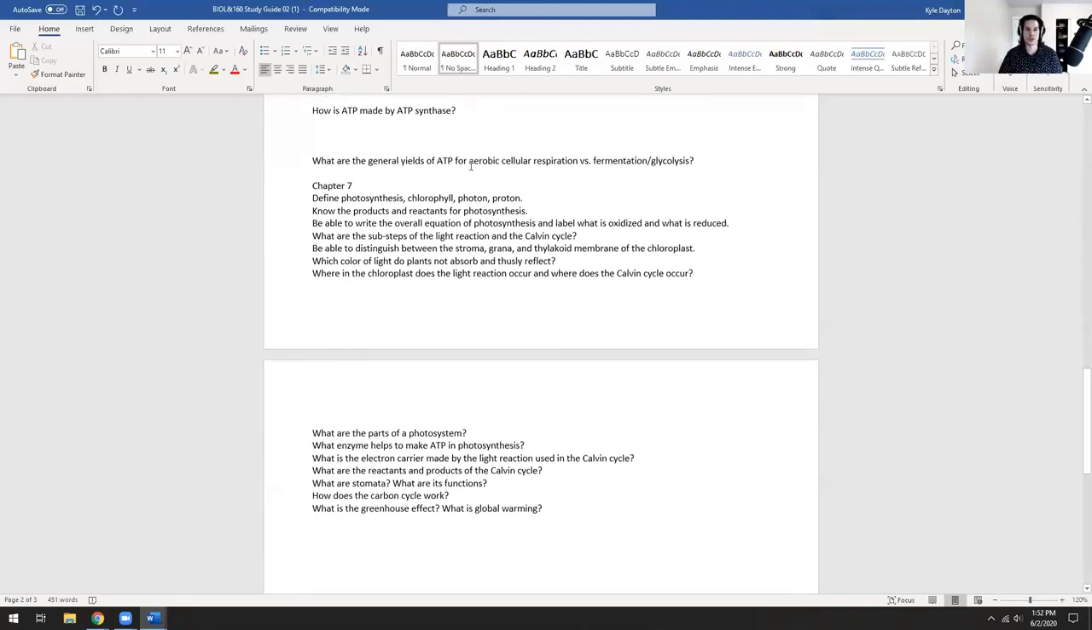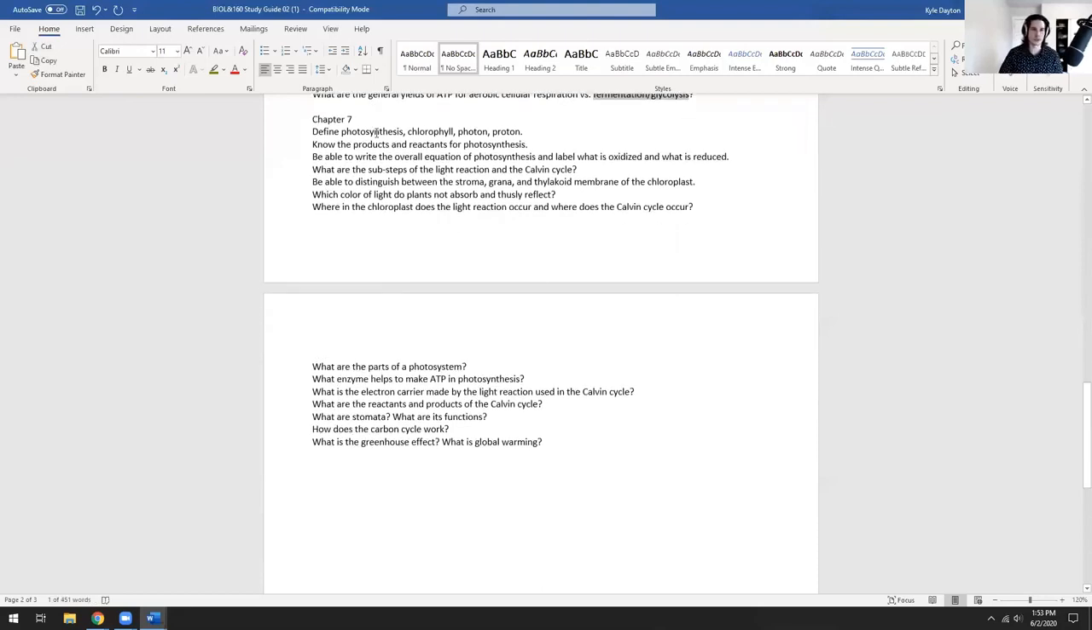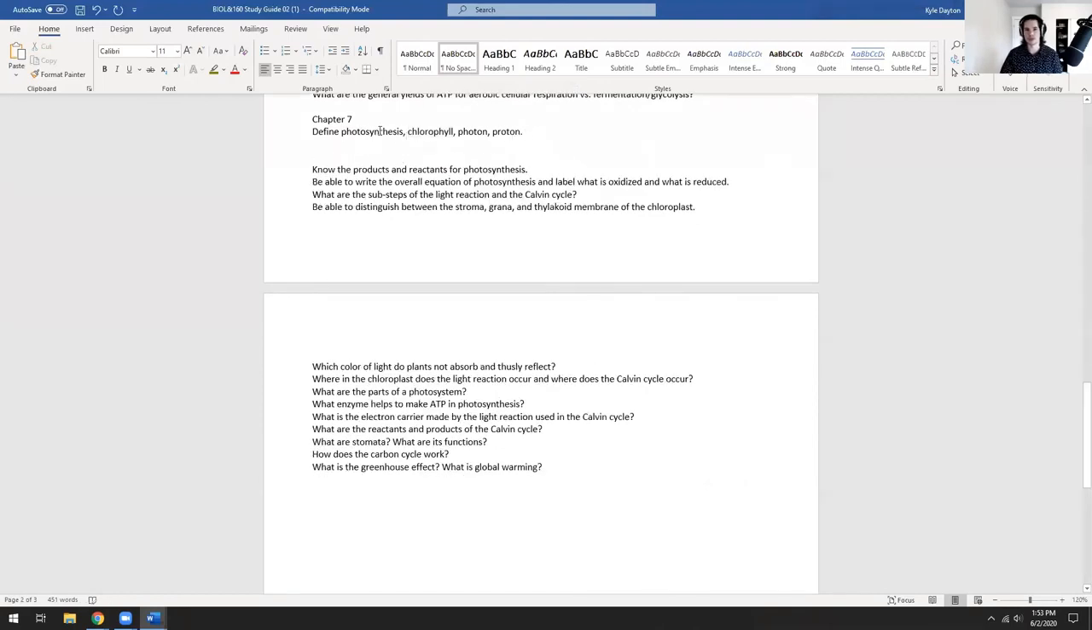What are the general yields of ATP of aerobic cellular respiration versus fermentation glycolysis? We just know that in aerobic respiration it's going to be higher. In anaerobic, such as fermentation glycolysis, it's going to be lower. Define photosynthesis: that's going to be the carbon fixation, or creating sugars from atmospheric CO2 and light energy. Chlorophyll, that's going to be the pigment that plants will use to drive forward photosynthesis.